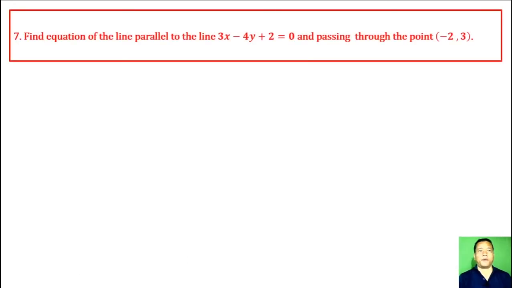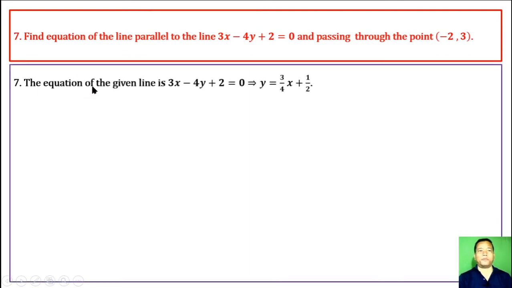Question number 7. Find the equation of the line parallel to the given line and passing through the given point. The equation of the given line is this, from which we have to solve for y. We get y equal to 3 by 4 x plus half. The slope of this line, that is m, is 3 by 4, the coefficient of x.